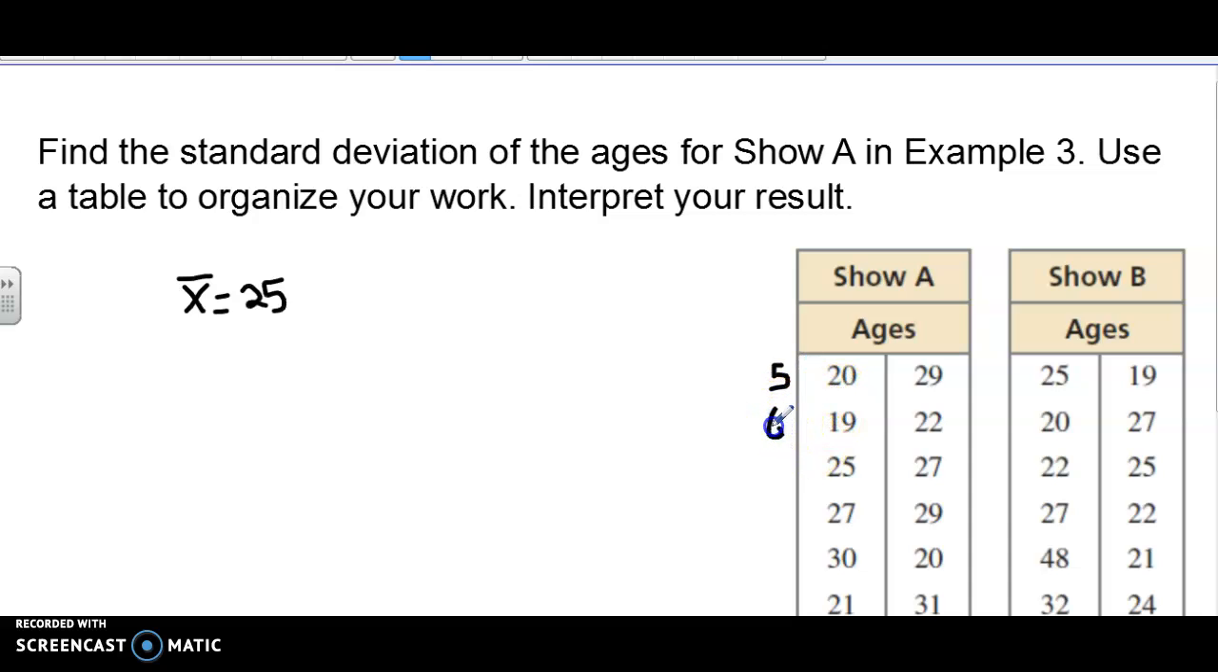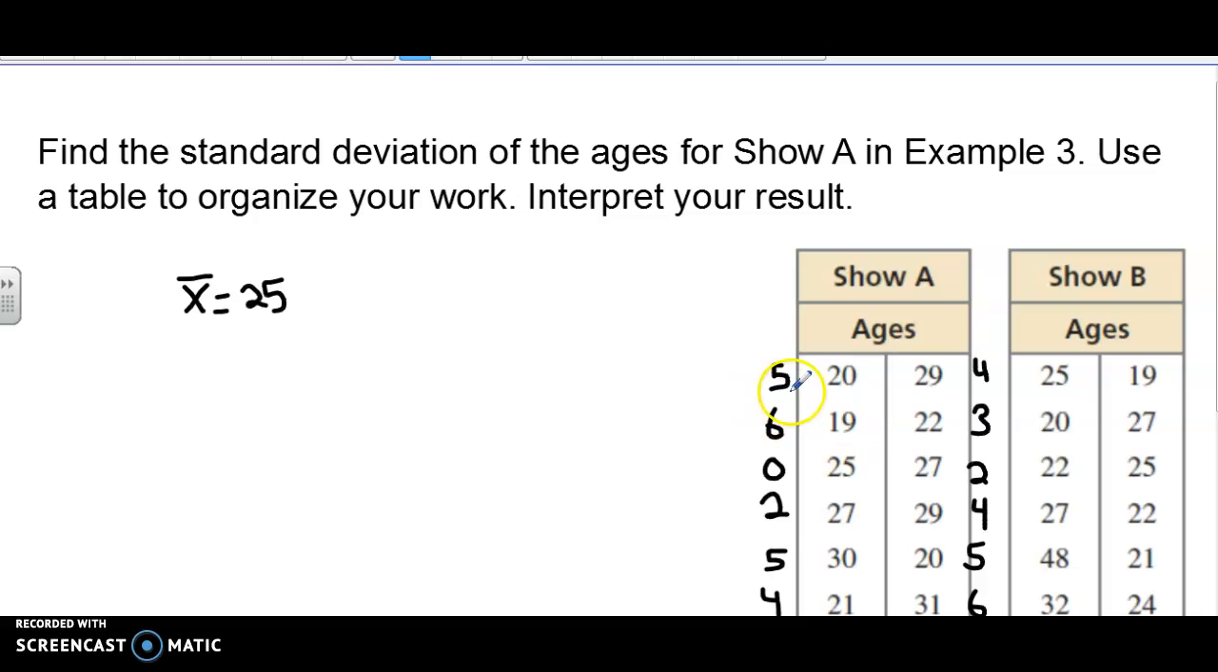This would be 6. This would be 0, 2, 5, 4, 4, 3, 2, 4, 5, and 6. That's the difference for all of them. If you want to follow the formula exactly, this would be negative 5, this would be negative 6, this would be negative 4. Anything less than 25 would be negative. But we are going to square it, so it ends up being the same thing anyway.